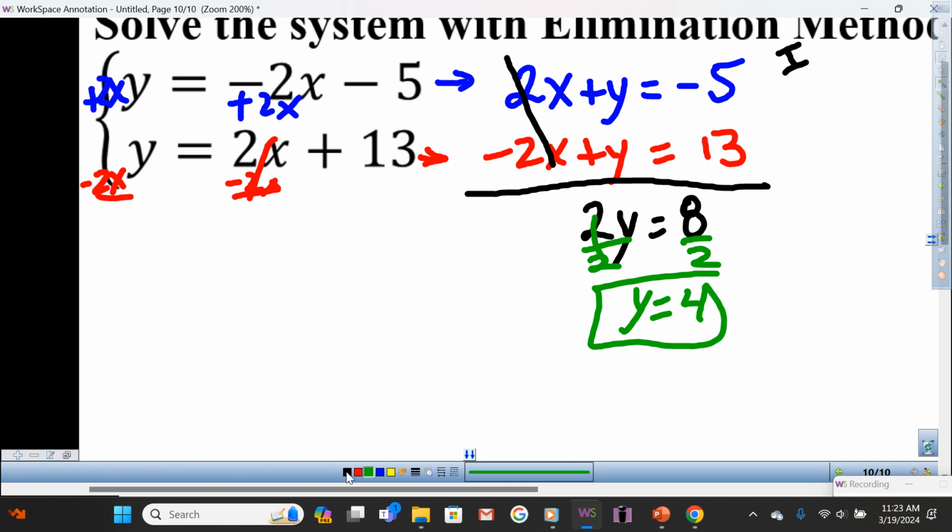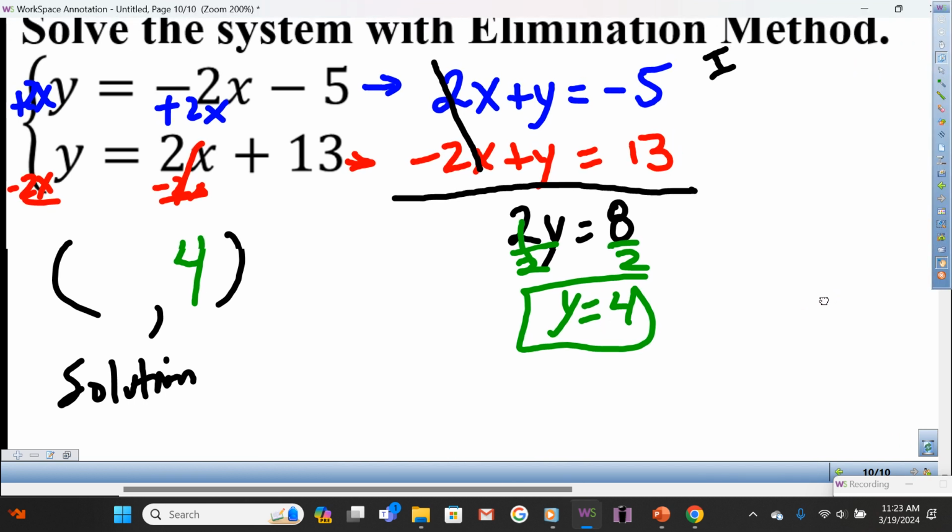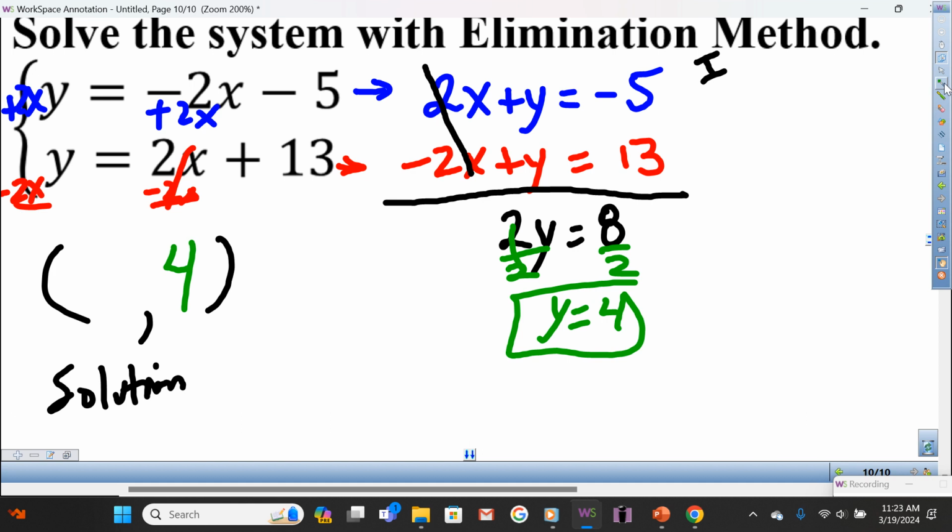So, over here on the side, open up parentheses. For our solution, we already have a y value, which is what? 4. So tell your neighbor what to do to find our x value. What do we do to find our x value? Yeah, substitute into one of the two equations. Which one do you want to use, the blue one or the red one?